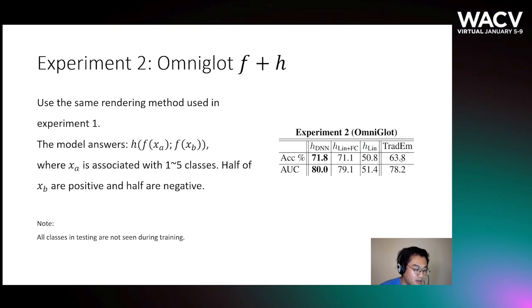Here, the model tries to answer whether XB is contained in XA. XA is associated with 1 to 5 classes. Half of XB are positive and half are negative. The results also show that F and H outperform the traditional embedding baseline, and unlike the previous experiment, the H function actually works better when it has 3 layers.